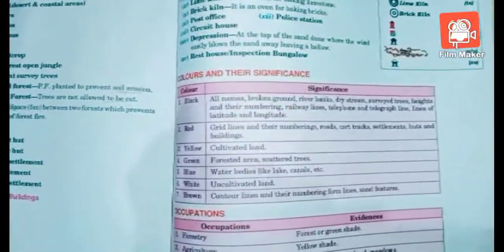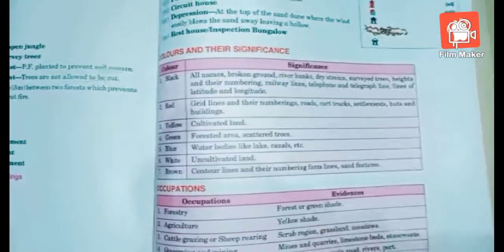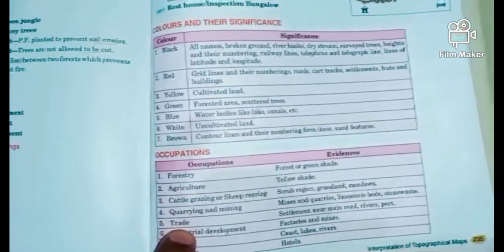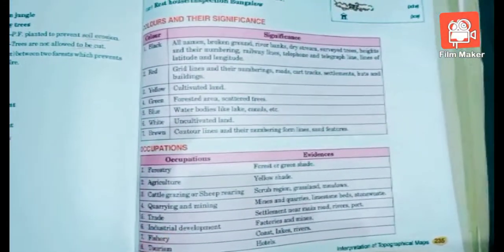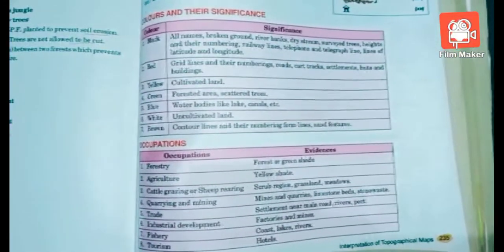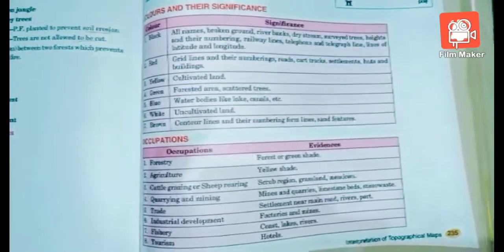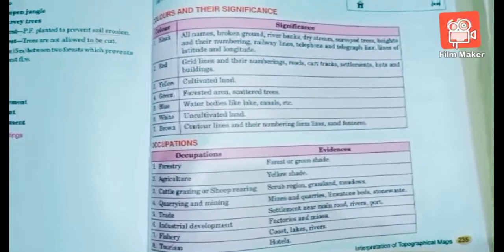So these are some of the commonly used signs and symbols, and in the chapter we have already discussed their colors, so we can try to identify them properly. And these are some important signs and symbols you should study for the topographical sheets.